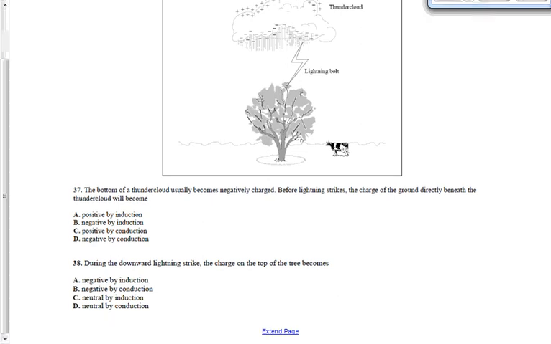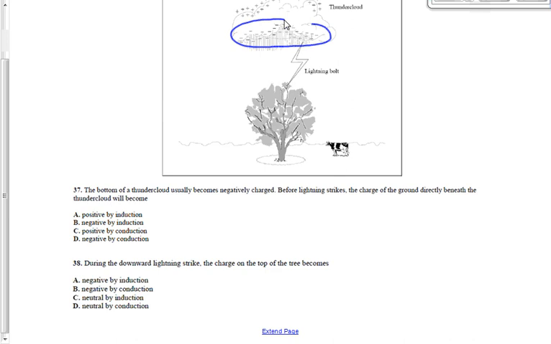All right, the first question says the bottom of a thundercloud usually becomes negatively charged. So you can see that here. Not real clear in the diagram, but if you're looking at it closely, you can clearly tell that the bottom of the thundercloud is negatively charged. Now, how it becomes negatively charged, there's actually some debate in scientific circles. That's something to do with charging by friction. Anyways, it's neither here nor there for this question.